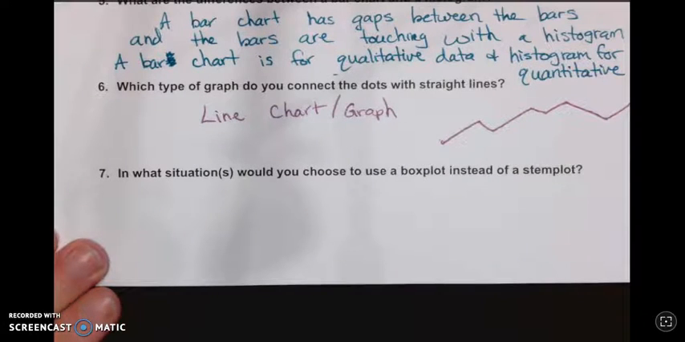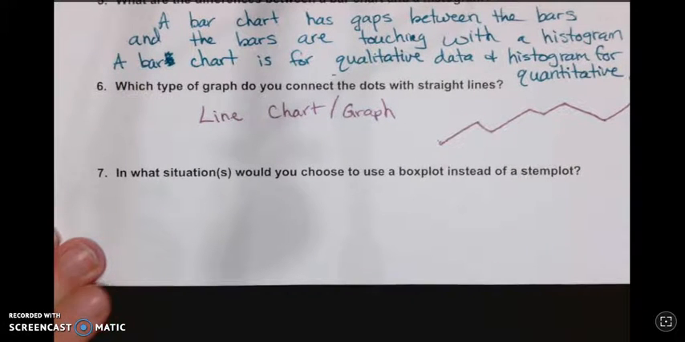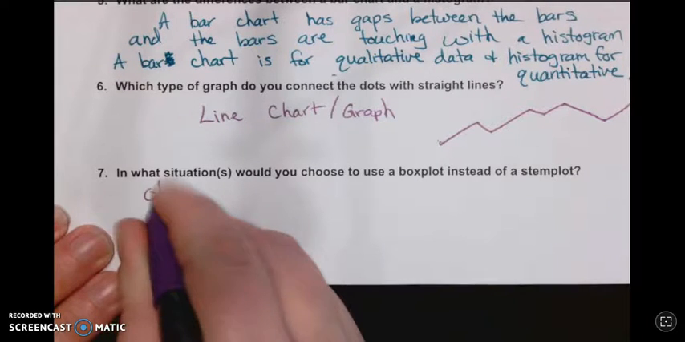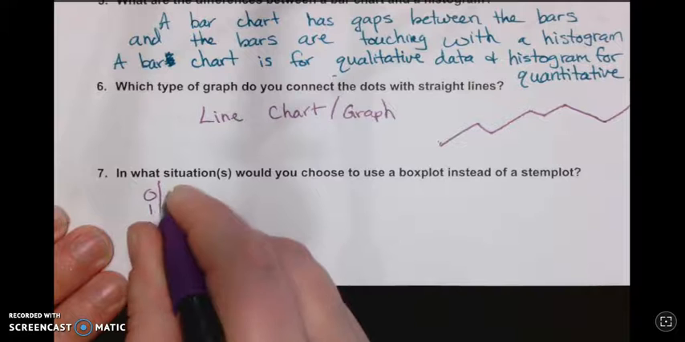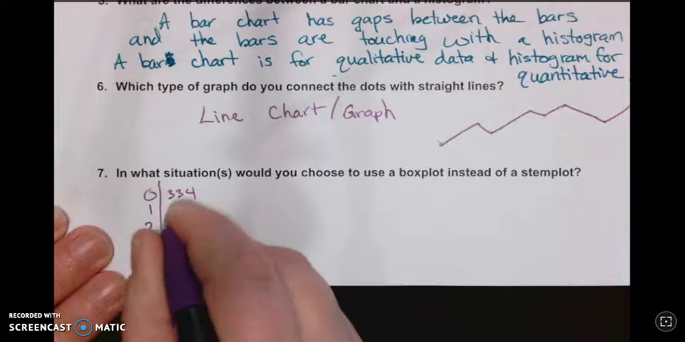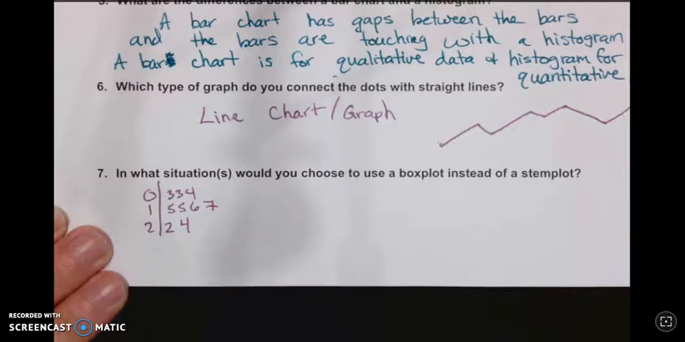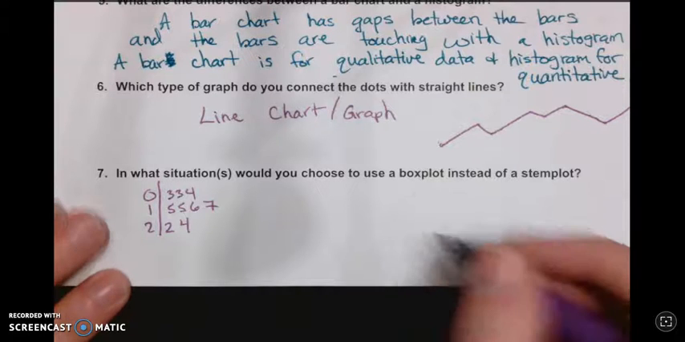In what situations would you choose a box plot instead of a stem plot? So remember, a stem and leaf plot is where you have to actually write these numbers out, whatever your data is, but it looks kind of like this. So if, say, we had a large data set, like 100 numbers or 80 numbers, you wouldn't want a stem and leaf plot because that's way too many numbers to write. So we'd want a box plot instead for that situation.